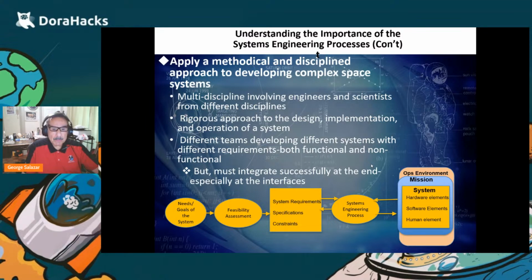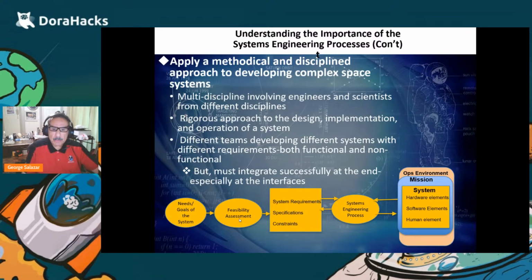And so you go from a need or a goal of a system, and down there you're looking at a simplistic pictured block diagram. You're going from a goal, a need of the system, say, for example, a moon lander, and the feasibility assessment. And that's part of the systems engineering process. Is it doable? Is it going to cost a lot? What kind of technology do we need? Does that technology exist? And then from there, we develop requirements and specifications.